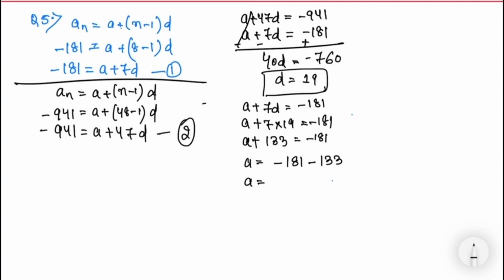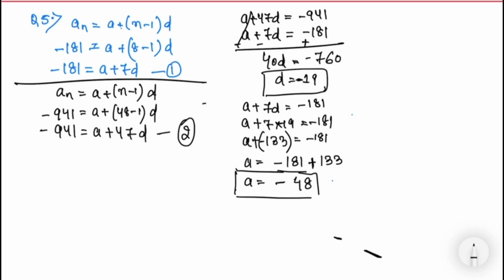Okay, one mistake. When we figured out the d common difference, the answer would be minus 19, because minus 760 is there, so plus minus is minus. So this will be minus here again. So this will be minus 133. Okay, so when minus 133 goes to the other side, it will become plus 133. Now minus 181 plus 133 will be minus, because 181 is a greater number than 133. So we'll get 48. So our answers are a equals minus 48 and d equals minus 19.